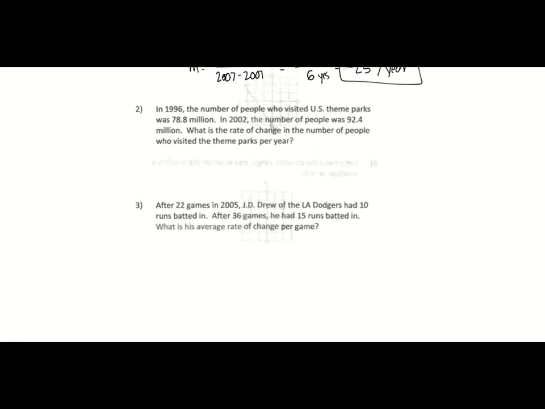Our second question, it says that in 1996, so right away, year, that's time, x1, the number of people who visited U.S. theme parks was 78.8 million. Another variable, y1. That goes with my x1, so this is my y1. Then in 2002, so another time period, another point, the number of people was 92.4 million. So that goes with my second x value. What is the rate of change in the number of people who visited the theme parks?